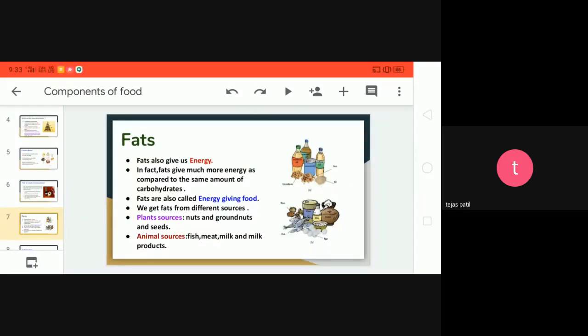So we get fats from nuts, groundnuts, and seeds, fish, meat, milk, and milk products. We are daily using oil while cooking, right? So oils contain fats.